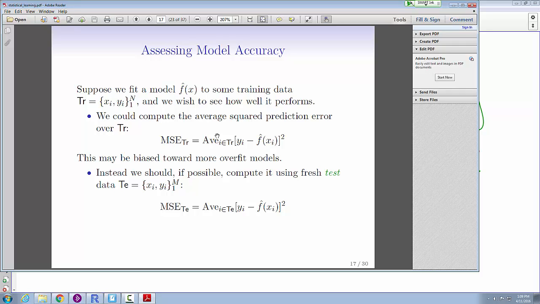If you were to compute the average squared difference between observed and predicted values on the training data, you'd get a mean squared error on the training data. That's nothing new. That's what we talked about doing in those scatter plots that we were looking at. And these may be biased.